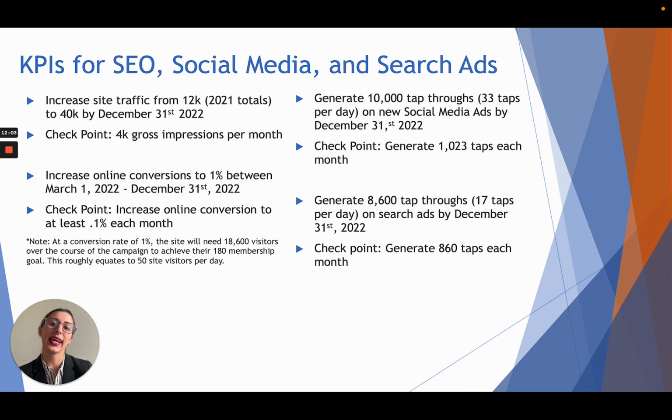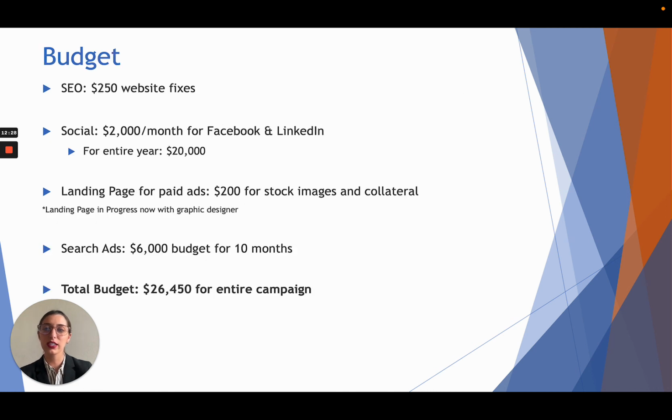So next we have our social ads. We want to generate 10,000 tap throughs on new social media ads by December 31st. And this can be, again, checked each month to make sure we're generating at least 1,023 taps. And then as far as search ads, we want to generate 8,600 tap throughs on search ads by December 31st, 2022. Again, checkpoint each month to make sure we're generating 860 taps.